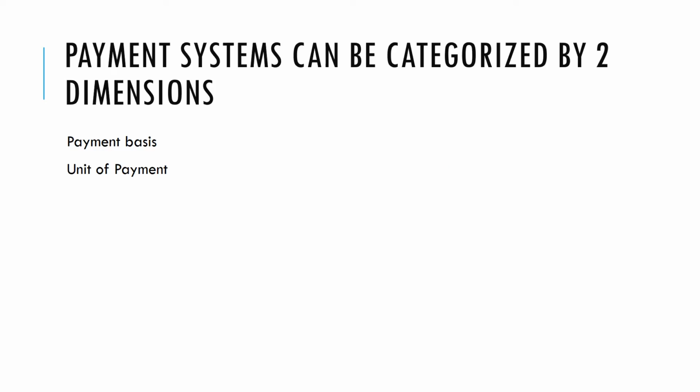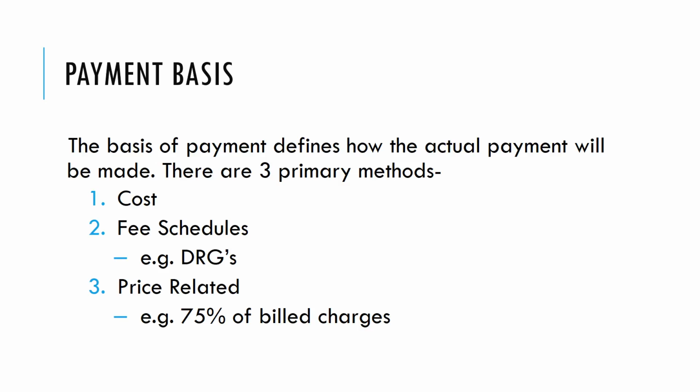Systems can be categorized into two dimensions. So there's the payment basis and then the unit of payment. The payment basis defines how the actual payment will be made. And there are three primary methods. There's the cost, the fee schedule or the DRGs, and then the fee related, or the price related, so the 75% of billed charges.